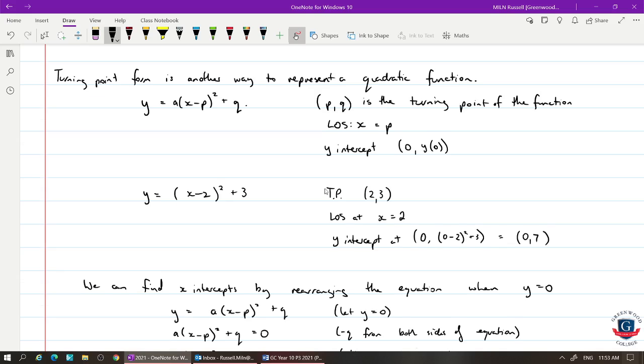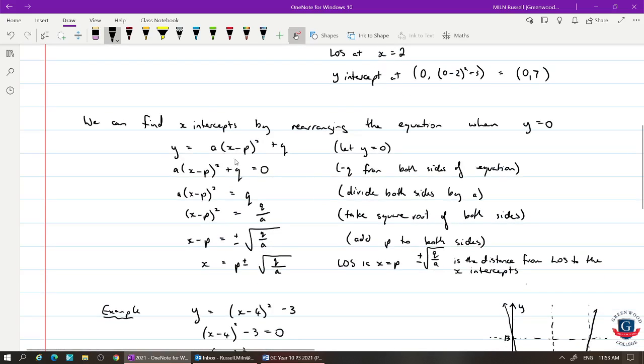Now, for the x-intercepts. What we're going to have a look at first is the general form of a turning point equation. That's this over here. And we're going to rearrange it so that we have x on one side of the equation. To do that, we need to recognize that the x-intercepts always occur where y equals 0. So we're going to place 0 where y is, which I've done here. Then we're going to subtract q from both sides, then divide both sides by a. Then we're going to take the square root of both sides, remembering that when we do so, we're going to end up with two solutions, a positive and a negative one, which is what we've done here. And then we add p to both sides. And we get this equation.